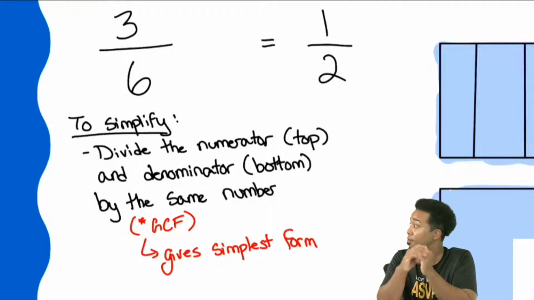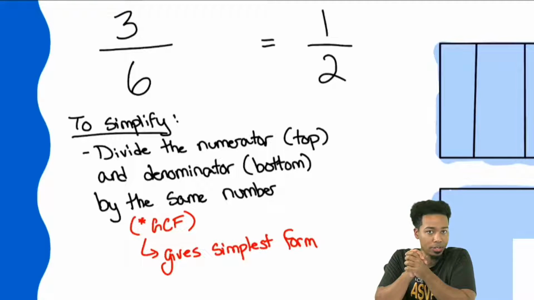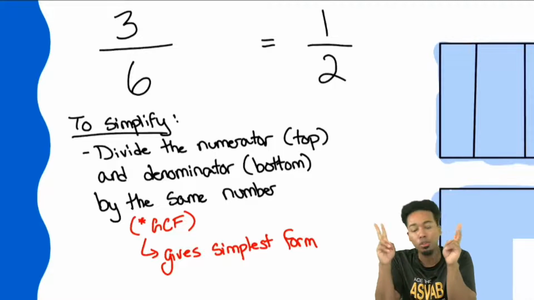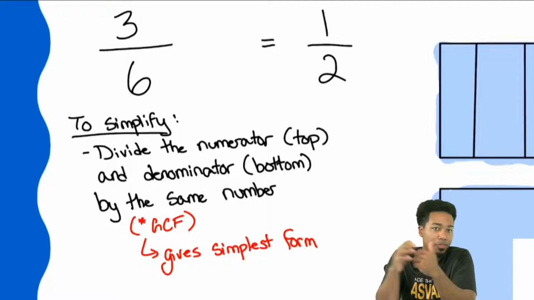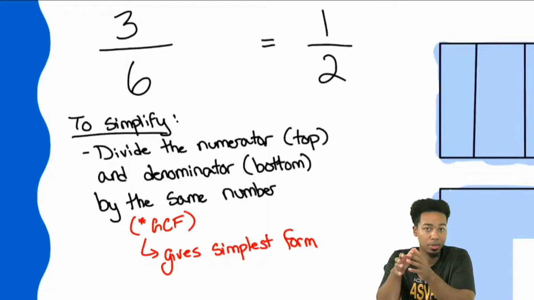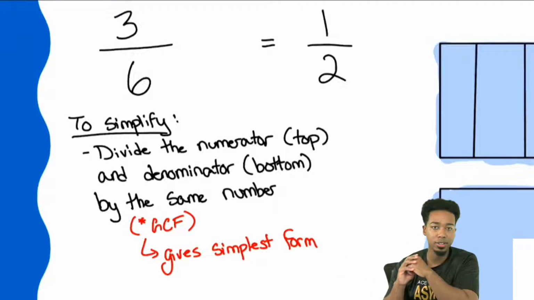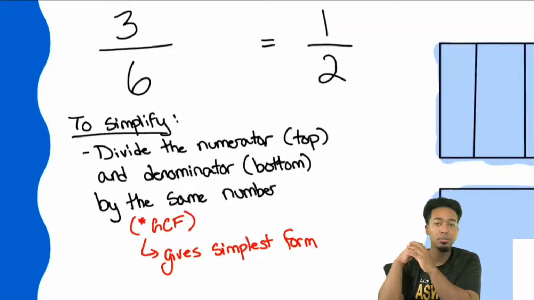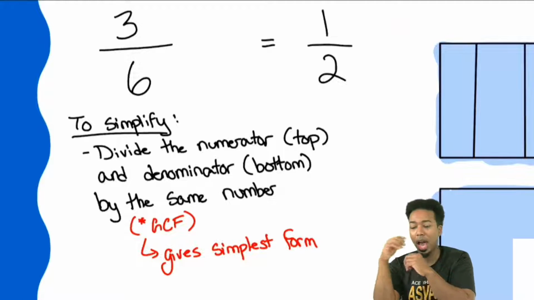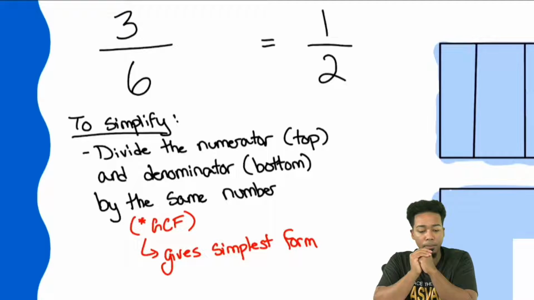But again, the main idea is this: when it comes to simplifying fractions, divide the top and the bottom by the same number. That's it. We call it numerator and denominator. To simplify a fraction, divide the top and the bottom by the same number. To get the simplest form, to make it as easy and as simple as possible, use the greatest common factor. We'll talk about that in a second, and I'll prove to you how it does this every single time. So hopefully I gave you enough time to write things down. Let's go ahead and get into it.